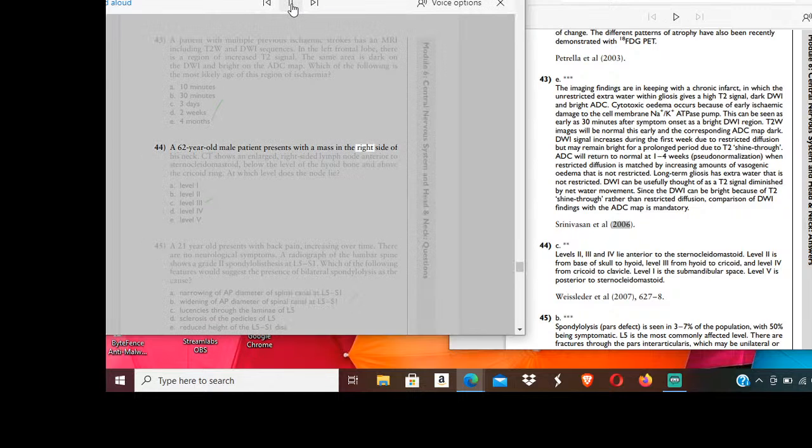A 62-year-old male patient presents with a mass in the right side of his neck. CT shows an enlarged, right-sided lymph node anterior to sternocleidomastoid, below the level of the hyoid bone, and above the cricoid ring. At which level does the node lie? A. Level I, B. Level 2, C. Level 3, D. Level 4, E. Level V.